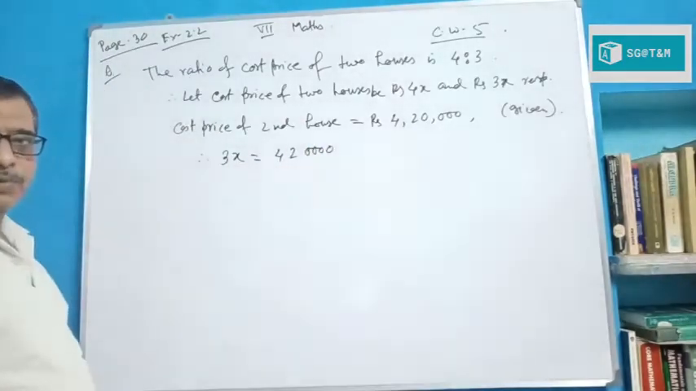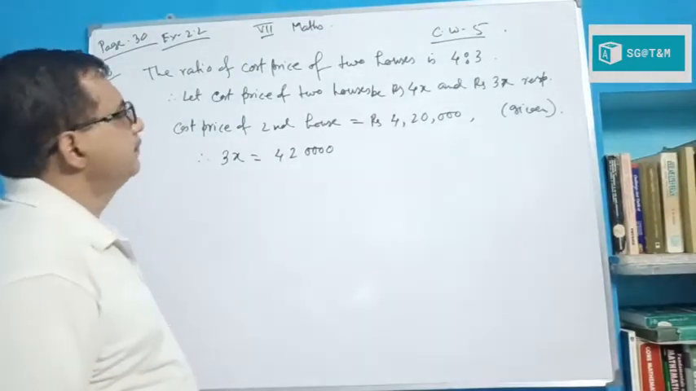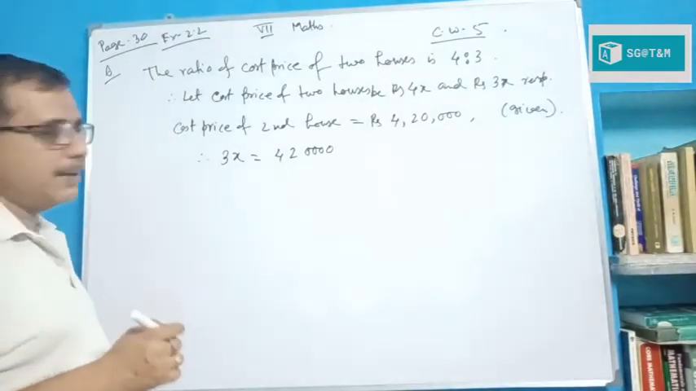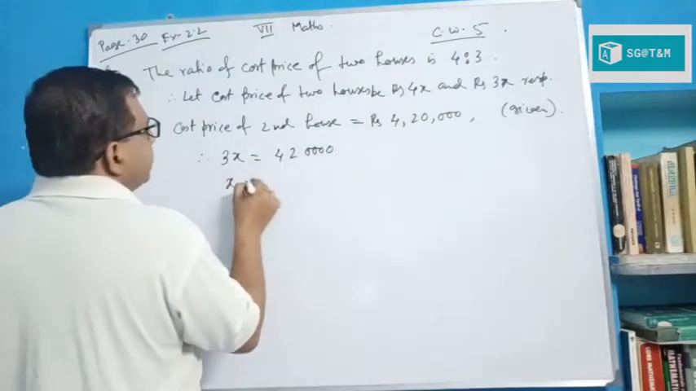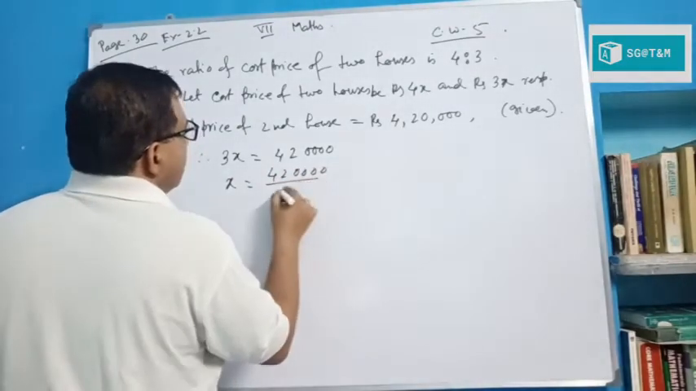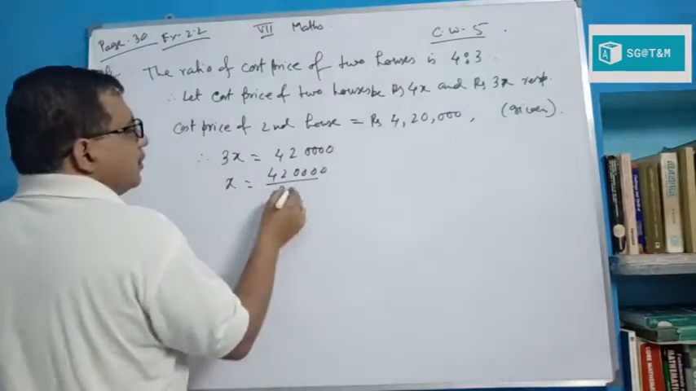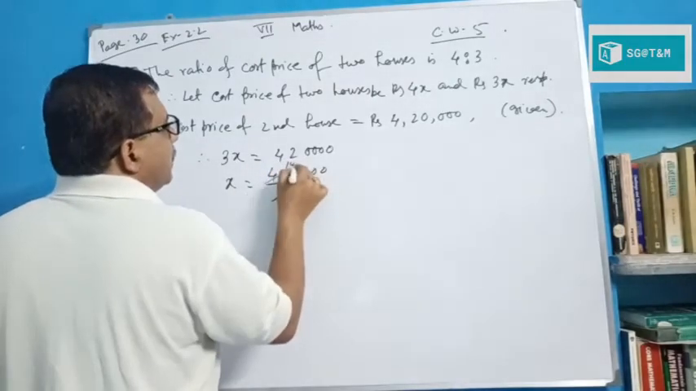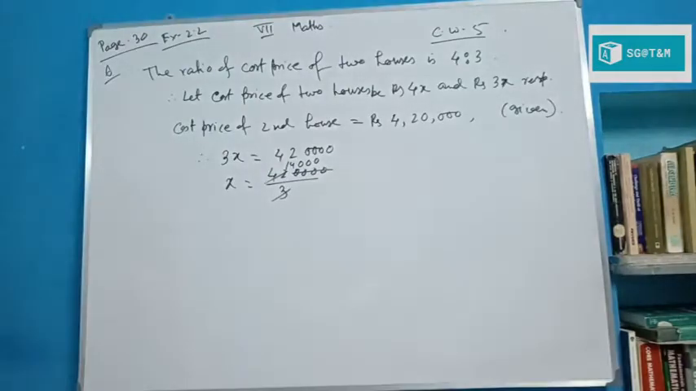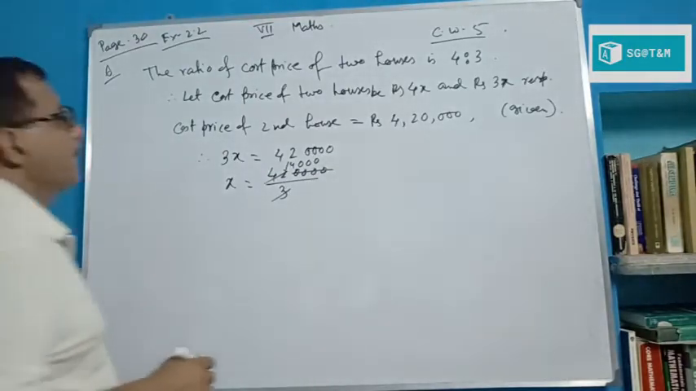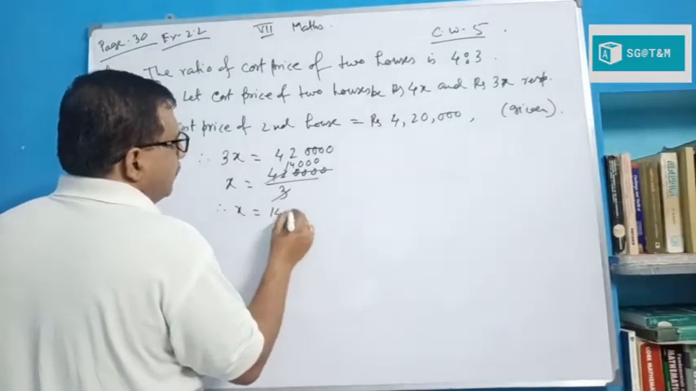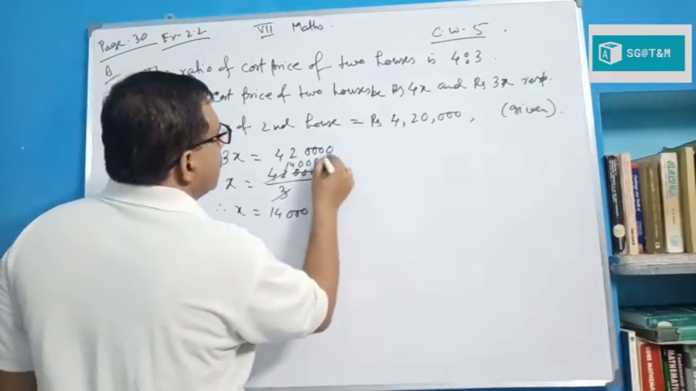3x equals 4,20,000. Now if we divide both sides by 3, then we get x. So 420 by 3, the 3 cancels out, 42 by 3 is 14. So x is equal to 1,40,000.